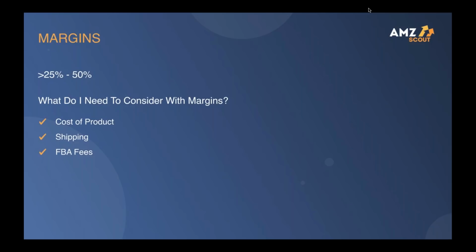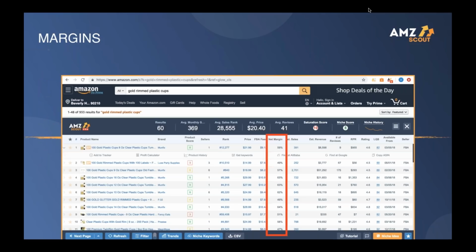Well, if you're a private labeler, you know that there's going to be more that goes into it, and you might have to work yourself up to a 50%, 60% margin, depending on what you're looking at. But what do you need to consider with your margins? You need to consider cost per unit of the product, the shipping, and the FBA fees if you're doing FBA. So now we get this net margin already listed, but one thing to consider is that the only thing that's included in calculating this margin is the FBA fees.